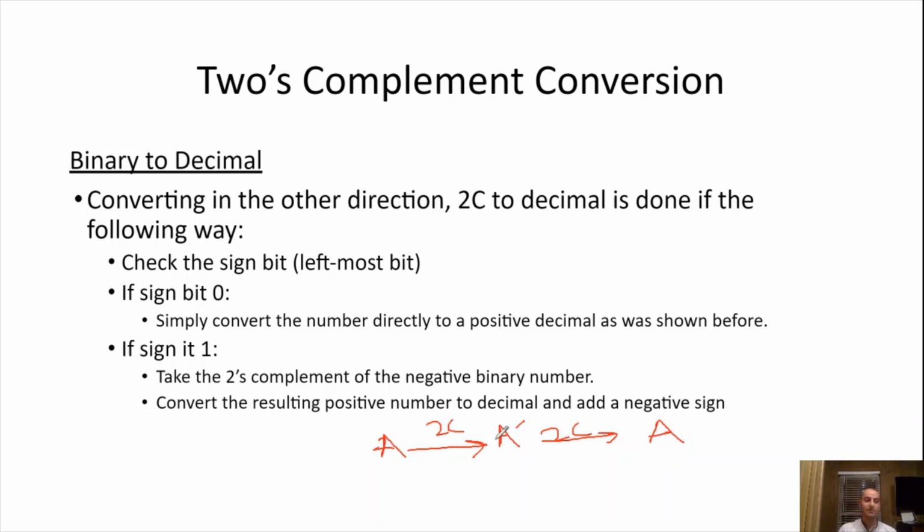So once we have this two's complement, we know it's a negative number if that bit is 1. So we just take the two's complement again to get the original number back. And then we calculate that number as if it's a positive number, so our regular powers of 2 and so on. And then you just add a negative sign to it. And that's going to fix the sign.